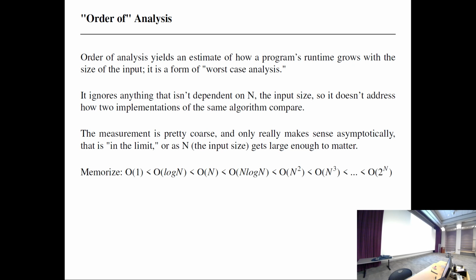Finally, the results of an order of analysis are presented in what's called big O notation. An algorithm that is order 1 runs at the same speed regardless of the size of the input. What's an example of a constant time algorithm? An algorithm that chooses at random a card in a deck. No matter how many cards are in the deck, choosing a card at random will take exactly the same amount of time. That's an order 1 algorithm.